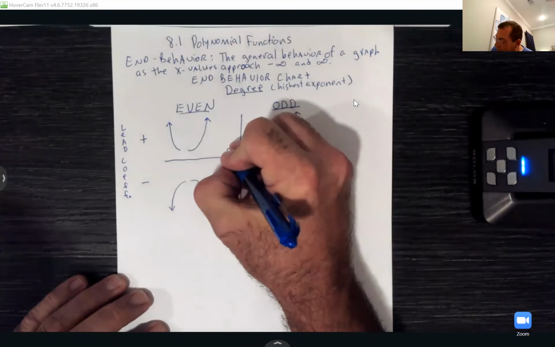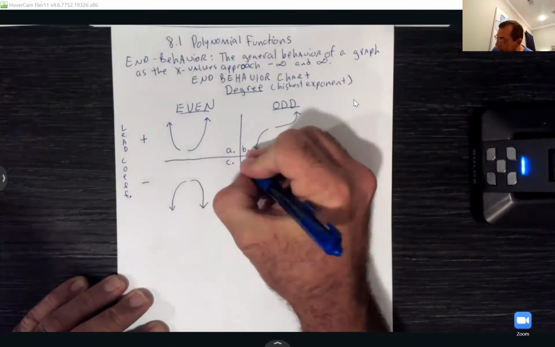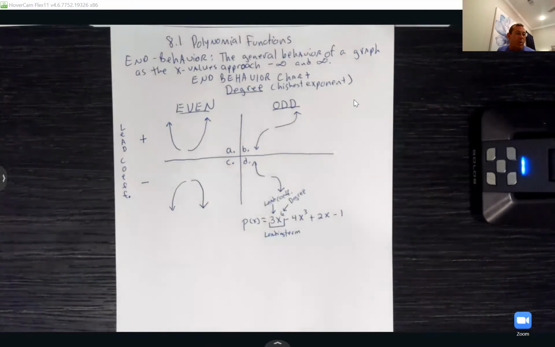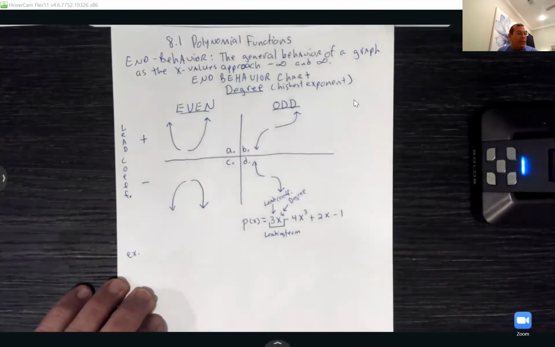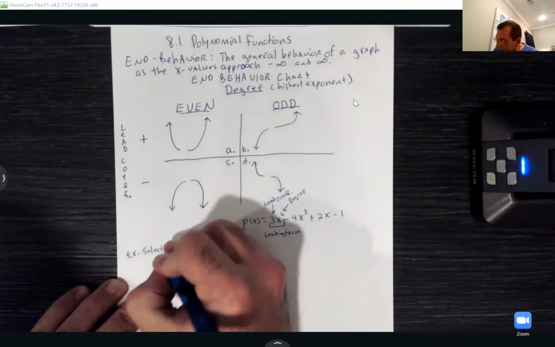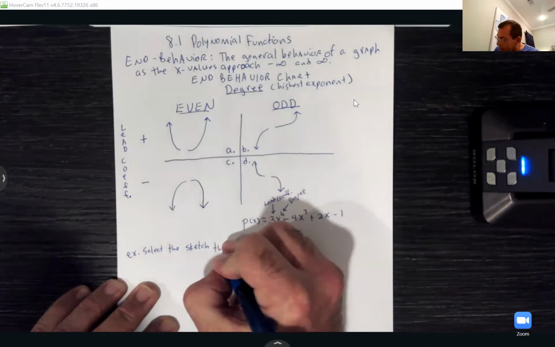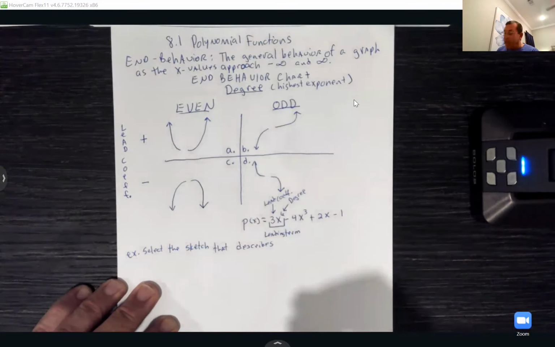So y'all, for the next few examples, I'm going to call these A, B, C, and D. That way we can use this chart to answer some of their questions. They're going to give you something and it's going to say, select one of the following sketches that describes the end behavior. So we're going to select the sketch that describes the end behavior.